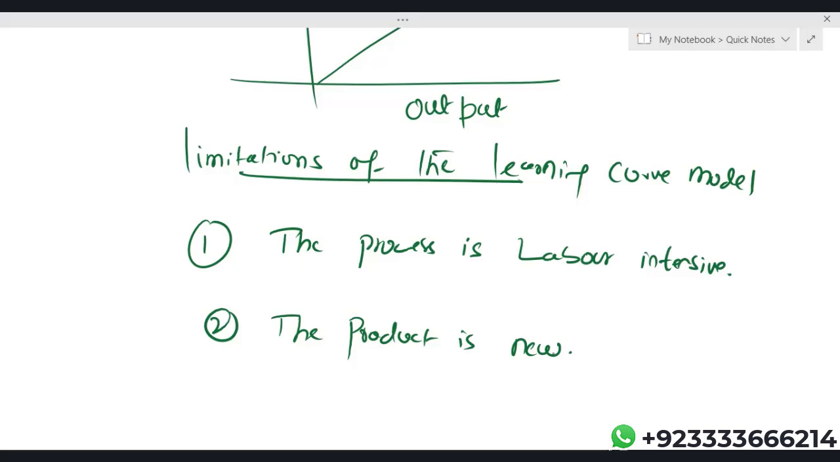So basically, in a modern manufacturing environment, the life of the product is very short. So all the time, laborers are involved in producing new products. If all the time you're involved in producing a new product, there will be no learning curve effect.